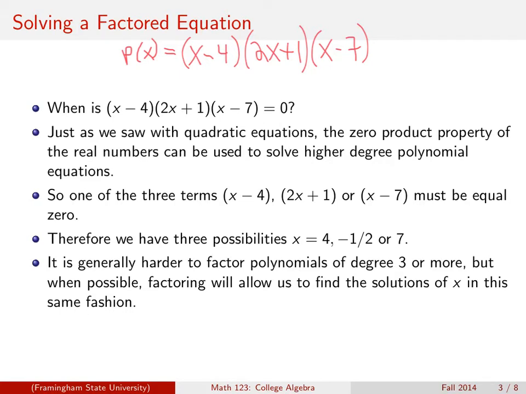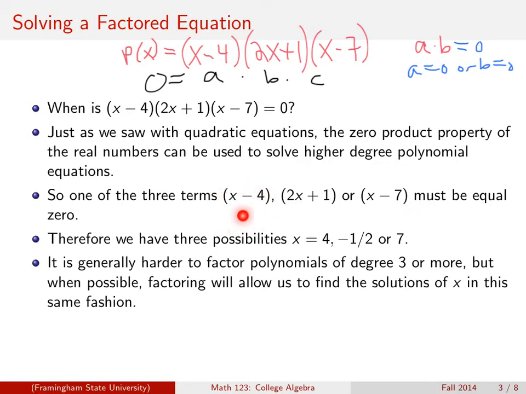And remember, that reminds us that when a times b equals 0, that means either a equals 0 or b equals 0. For this example, we're going to have an a and a b and a c. If a times b times c makes 0, a could be 0, b could be 0, or c could be 0. Any of those three terms must equal 0. So make sure you actually show your work, writing out that x minus 4 equals 0, 2x plus 1 equals 0, and x minus 7 equals 0.